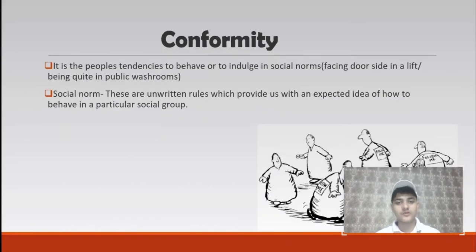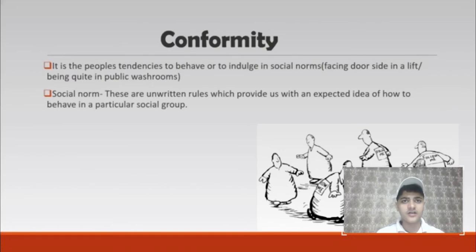Let's talk about conformity. Conformity is people's tendency to behave or indulge in a social norm, like facing the door side in a lift or being quiet in public washrooms. So what are social norms? These are unwritten rules which provide us an expected idea of how to behave in a group.